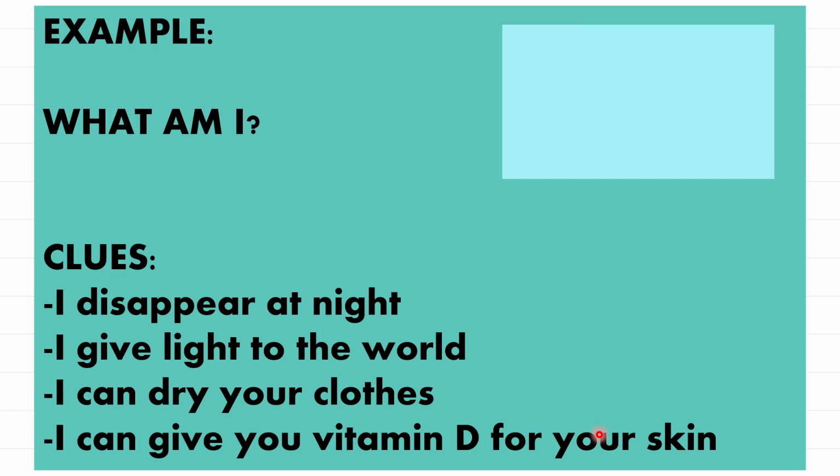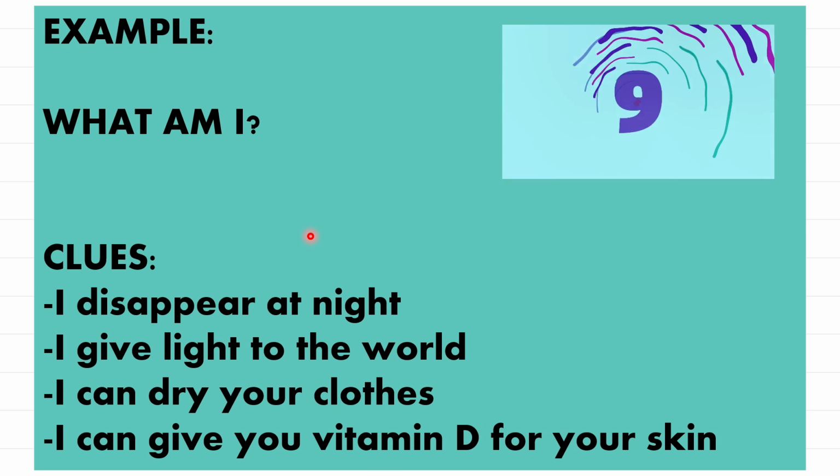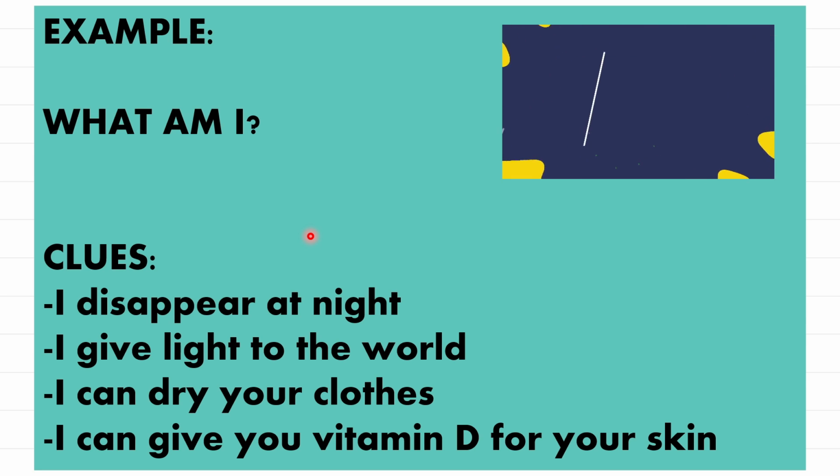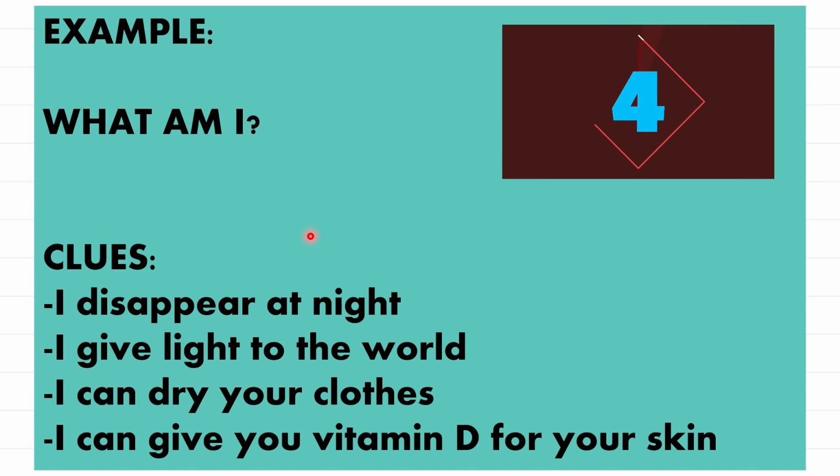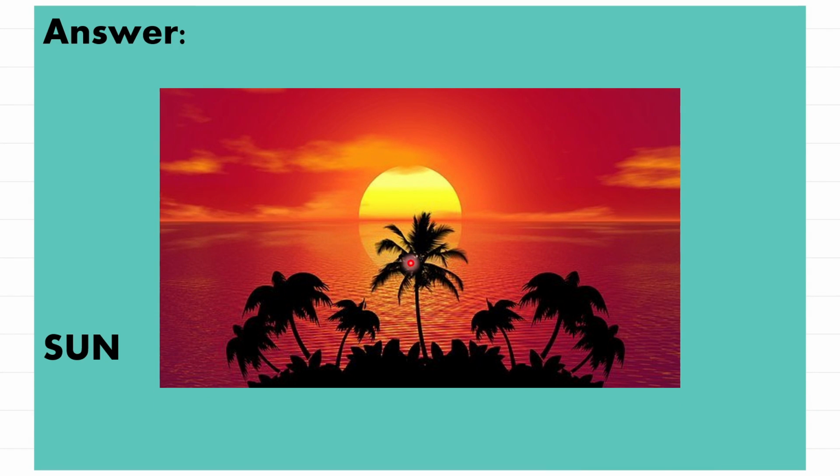Okay, let me give you an example. What am I? Here are the clues. I disappear at night. I give light to the world. I can dry your clothes. And I can give you vitamin D for your skin. Let's reveal the answer after these 10 seconds. Do you have an idea? Can you think more? Let's reveal the answer. The answer is none other than sun. Because sun can dry our clothes and can also give us vitamin D for our skin. So that's gonna be our game for today.